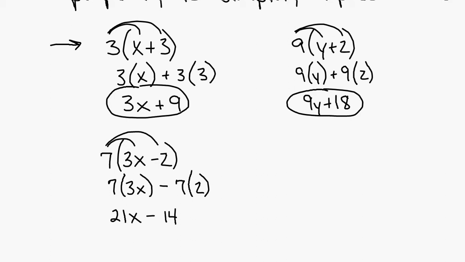So we just leave it like that, we don't do anything else? Correct. Without there being an equal sign in the problem, there's nothing else that you can do. Because remember, you can't add numbers without a variable to numbers with a variable. You can't combine the negative 14 and the 21x. They're not like terms.